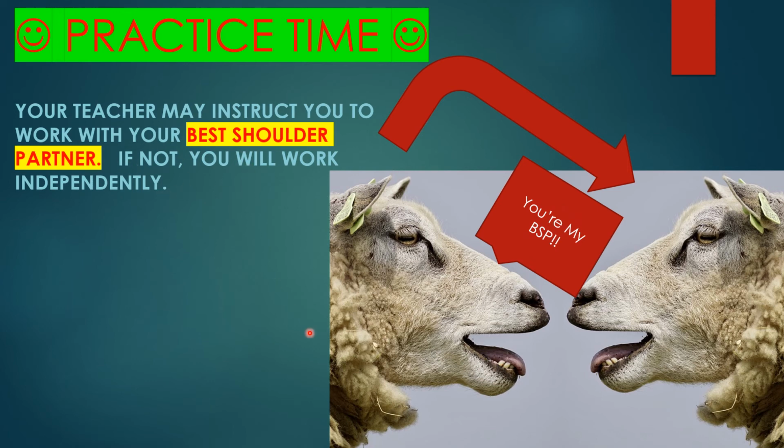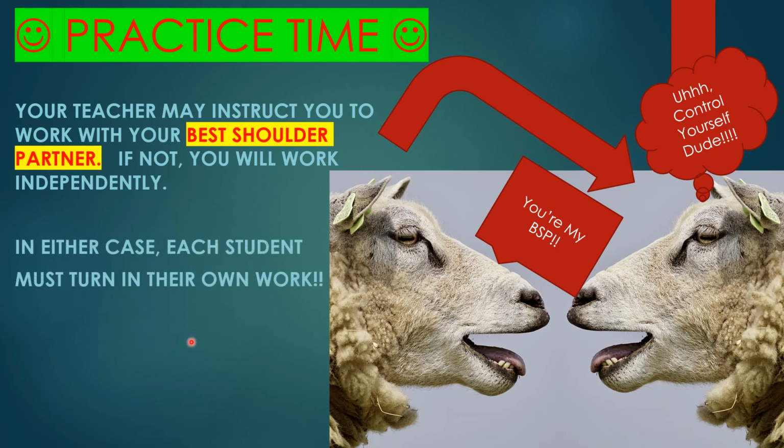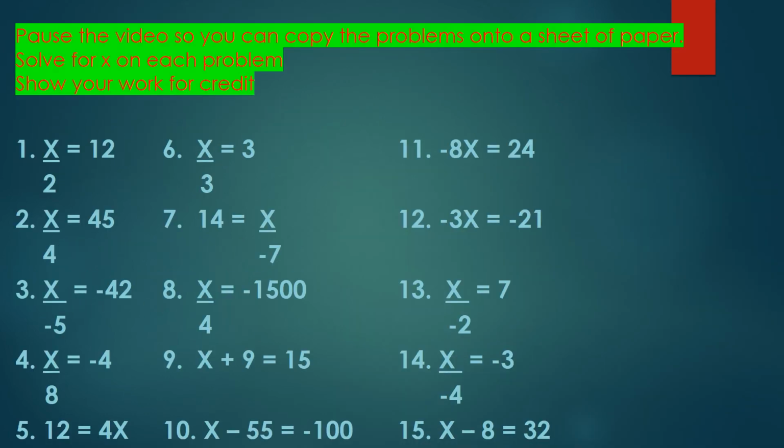So if you are going to work with shoulder partners, here's a pair of shoulder partners. And the one on the left is saying, hey, you're my best BSP. Get it? Best shoulder partner. And the other guy's saying, oh, well, okay, he doesn't seem quite so enthused. In either case, whether you work independently or with your best shoulder partner, each student must turn in their own work.